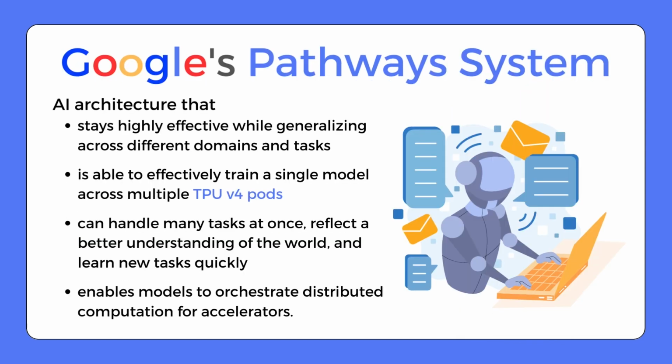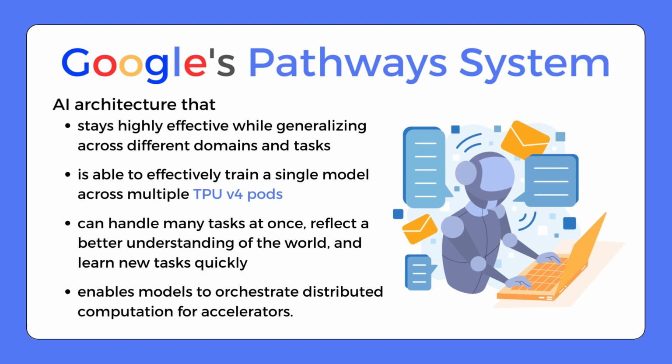So, what is the Pathways System? The Pathways System is an AI architecture that stays highly effective while generating across different domains and tasks. It is able to effectively train a single model across multiple TPU v4 pods, which are Google's custom-designed machine learning accelerators. This allows the Pathways System to handle many tasks at once, reflect a better understanding of the world, and learn new tasks quickly. The Pathways System achieves this by using a number of techniques, including model parallelism.